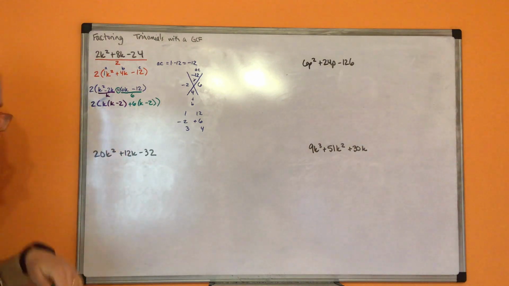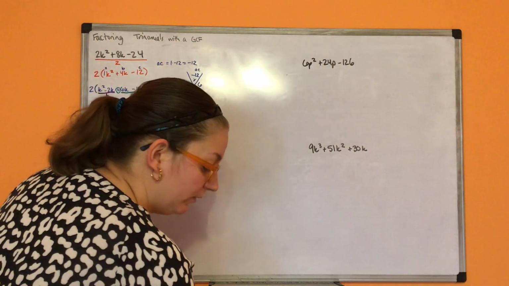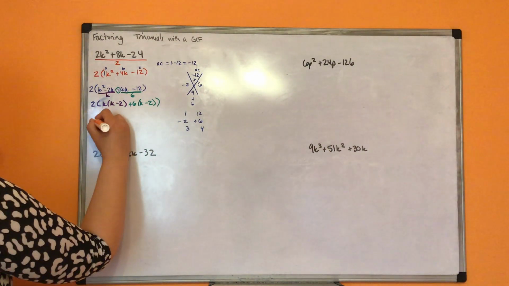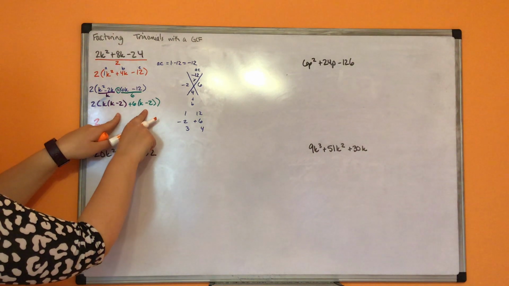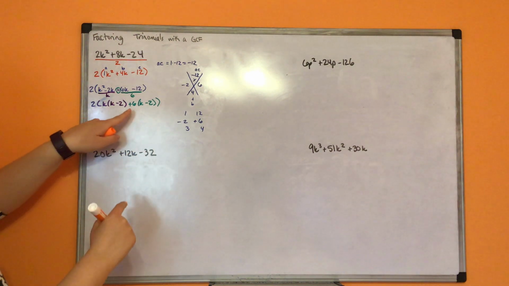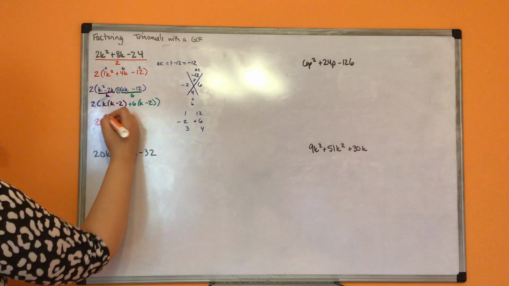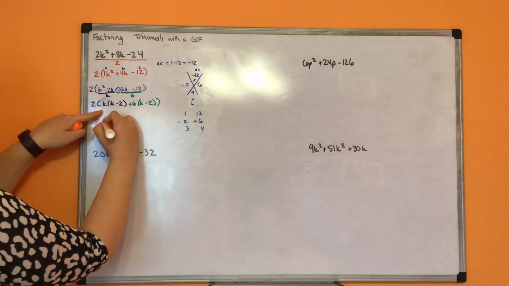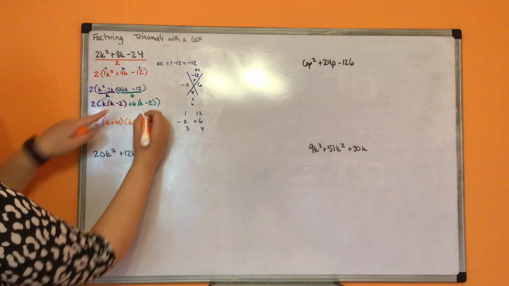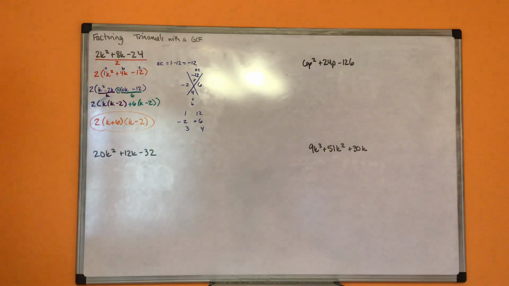At this point, I've done all of the hard work. I just need to regroup and make my final answer look pretty. So my final answer, GCF 2 stays in front, and then we regroup this just like we did before. k times (k minus 2) plus 6 times (k minus 2) is the same as the 2 GCFs, (k plus 6) times the repeated factor (k minus 2). This right here is your final answer.